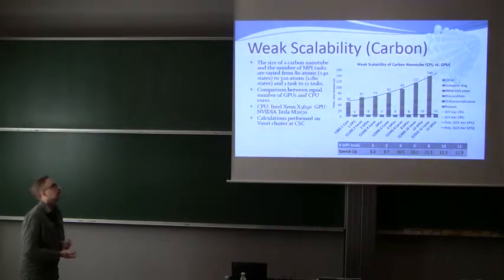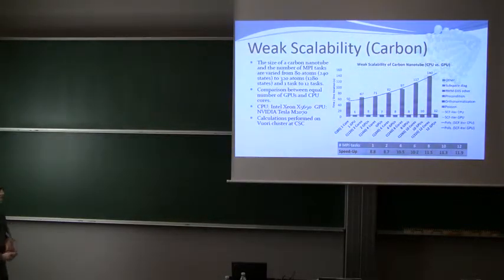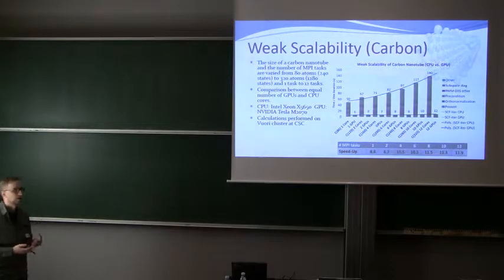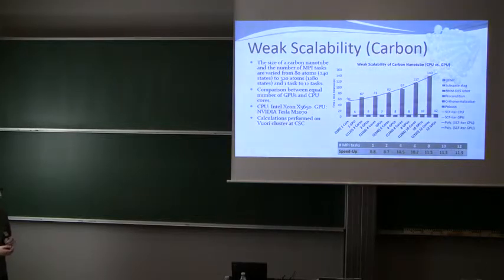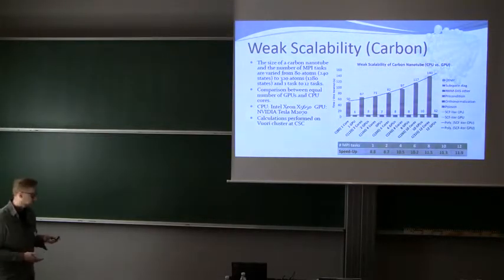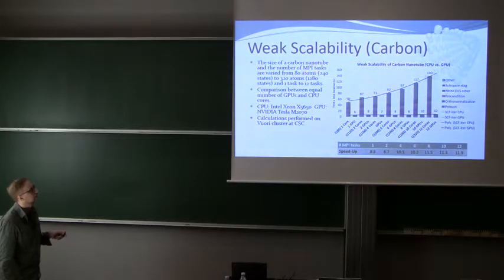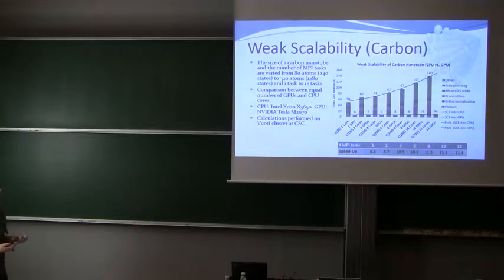So here are a couple of examples of the scalability of the GPU MPI implementation. This is a weak scalability graph. We basically increase the size of the system and the number of MPI processes and try to keep the work done on a single GPU or CPU constant. So we start with an 80 atom carbon nanotube and then increase the size to 320 atoms. And at the same time, we increase the MPI tasks from 1 to 12.